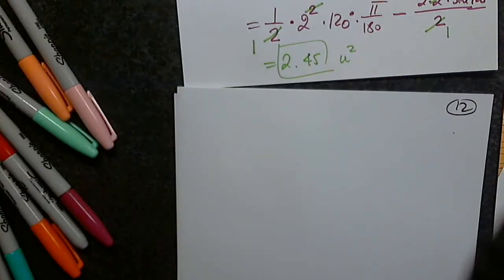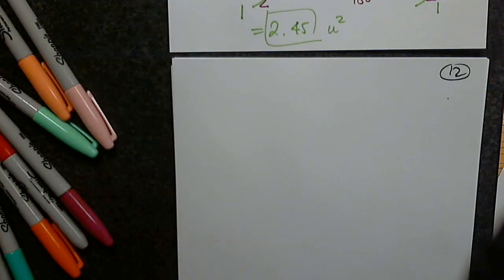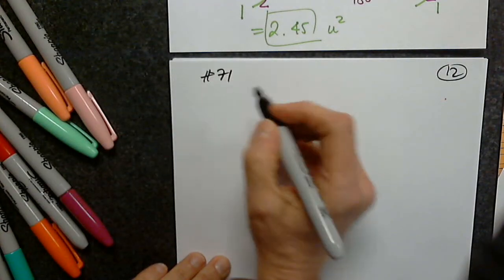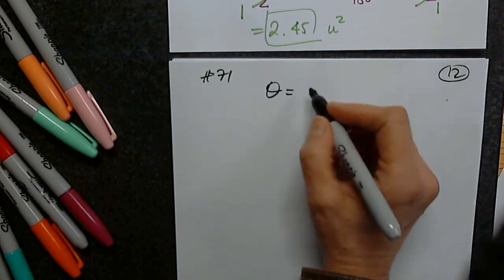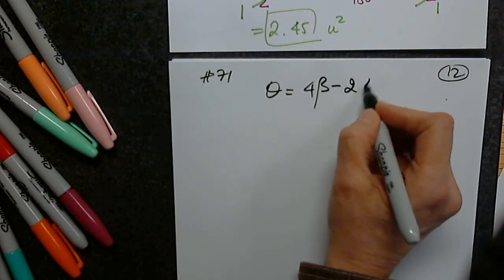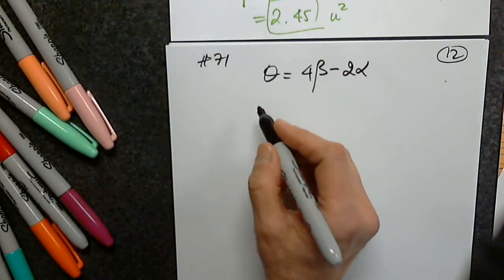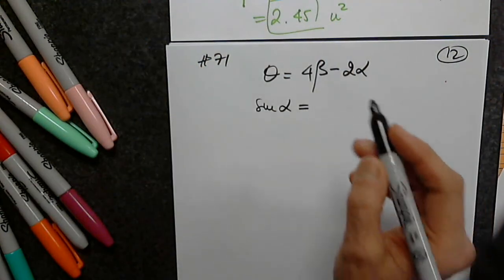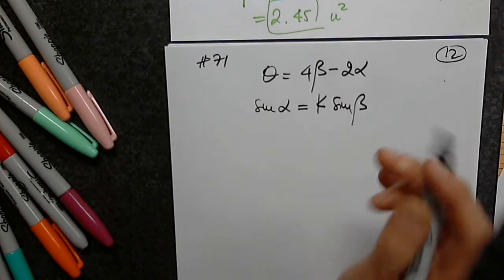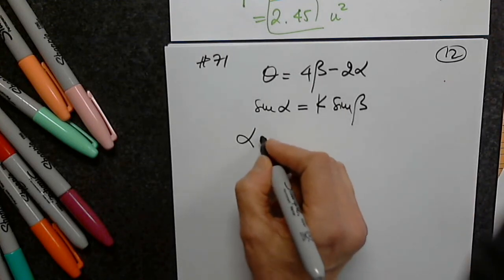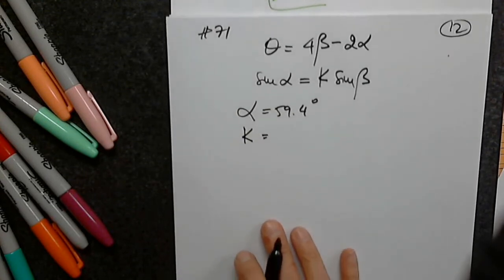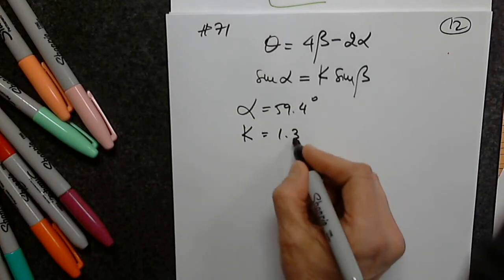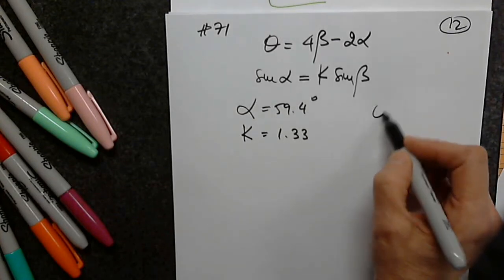Okay, if we have to think that long, let's do it. So problem 71. We have theta equals 4 beta minus 2 alpha. We are told that sine alpha equals k sine beta. We are given alpha as 59.4 degrees. We are given k, which is a constant, index of refraction of water, 1.33. And we're asked to find theta.